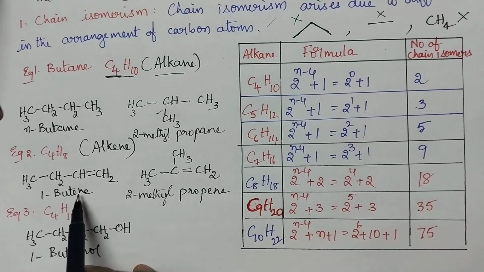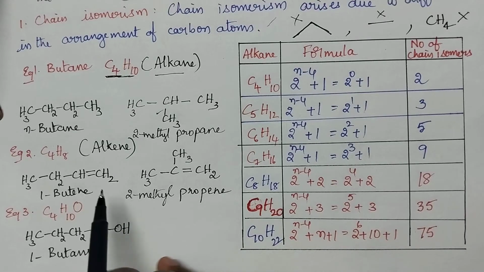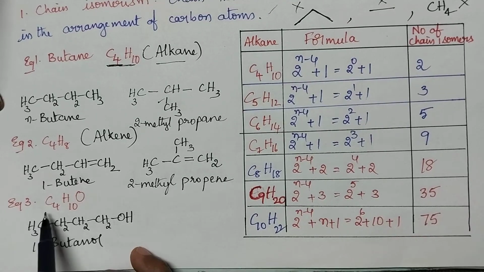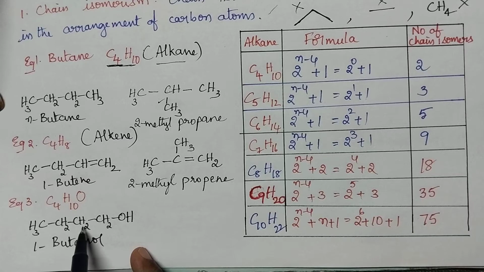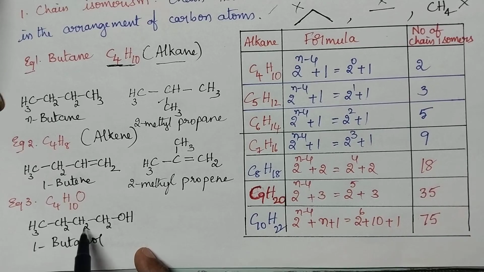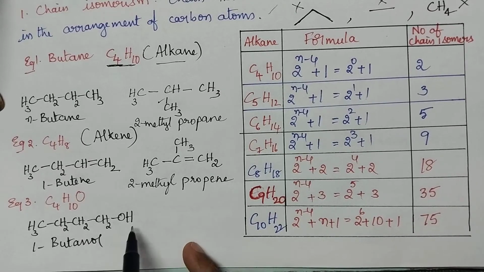So for the given compound, it is possible to write the chain isomers if the compound contains at least 4 carbon atoms. Let us see one more example. The molecular formula is C4H10O and hence the corresponding structure can be written as CH3, CH2, single bond CH2, single bond CH2OH. That means it will be called 1-butanol. So what is the name of the compound? Yes, it is 1-butanol.